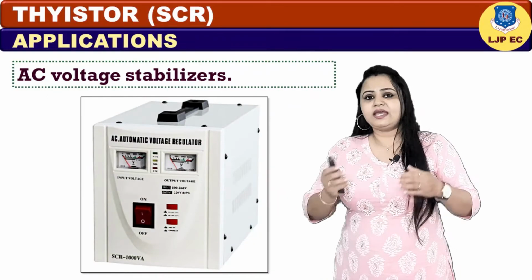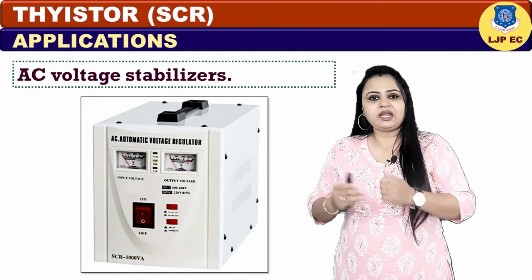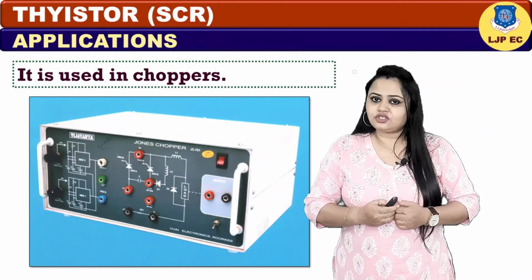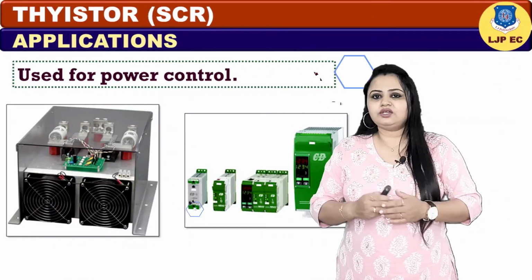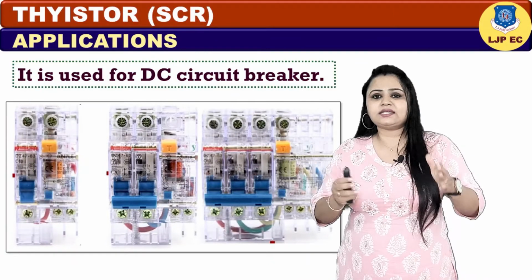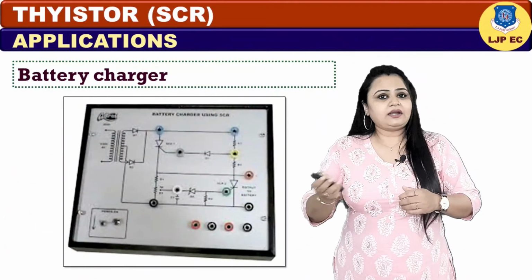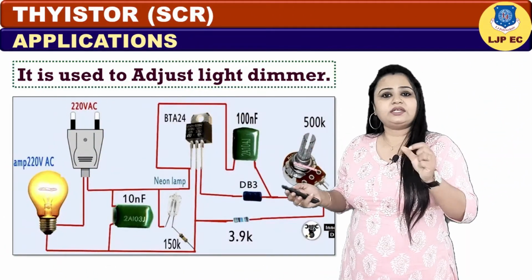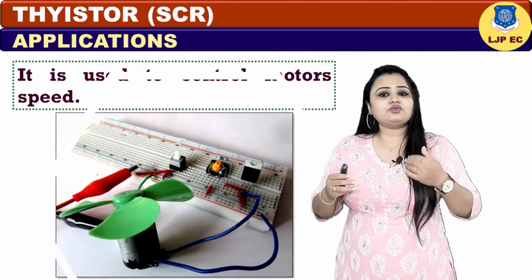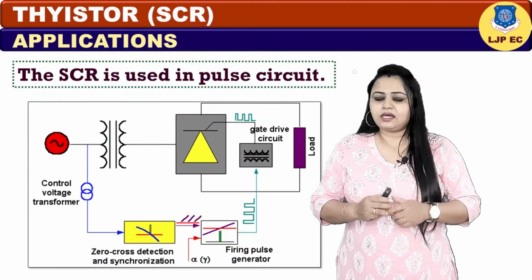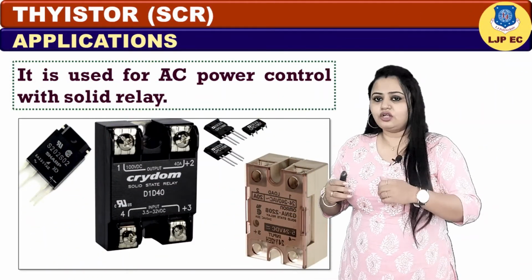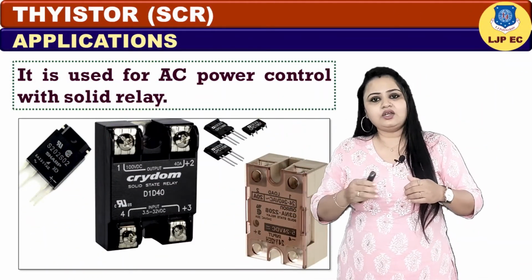They are used as AC voltage stabilizer, as choppers, as inverters, for power control, for DC circuit breaker, battery charger, to adjust light dimmer, and to control motor speed. SCR is used in pulse circuits. SCR is also used in AC power control with solid relay.